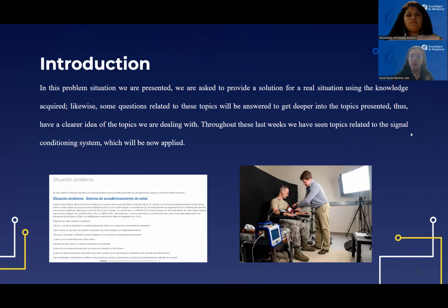In this problem situation, we are asked to provide a solution for a real situation using the knowledge acquired. Likewise, some questions related to these topics will be answered to get deeper into them, so that we have a clear idea of the topics we are dealing with. Throughout these last weeks, we have seen topics related to the signal conditioning system, which will now be applied.